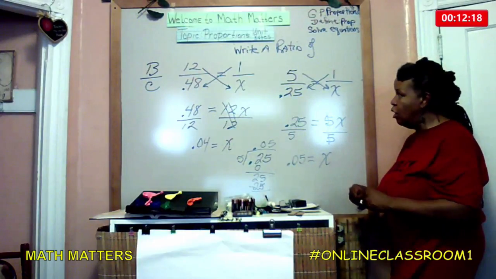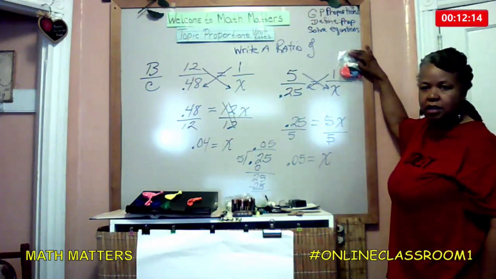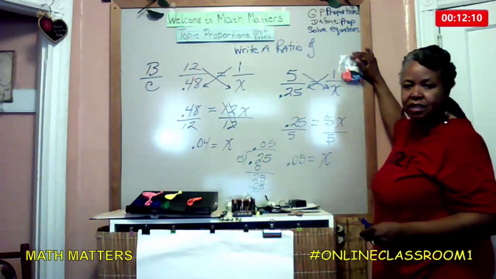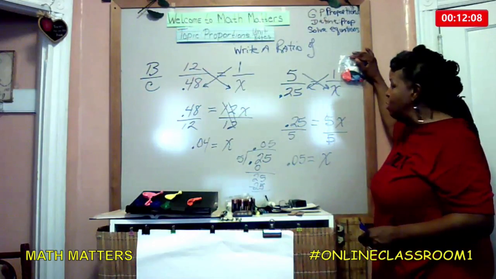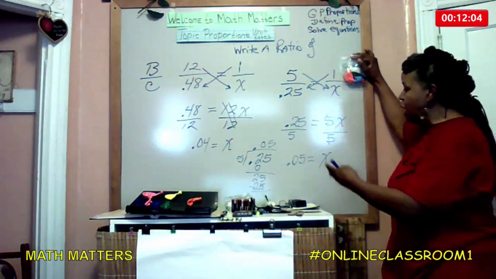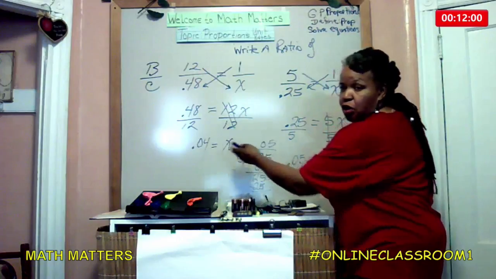In this scenario, if I purchase 5 balloons for 25 cents or 12 balloons for 48 cents, which one is the better buy? Do I want to pay 5 cents for each balloon or 4 cents for each balloon?